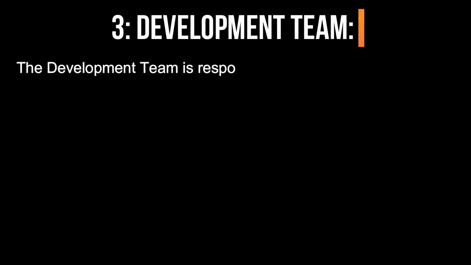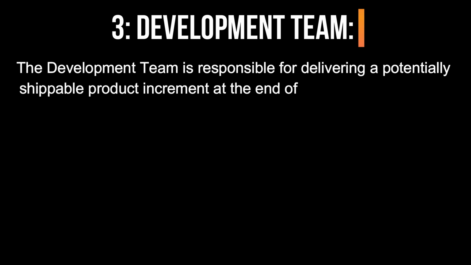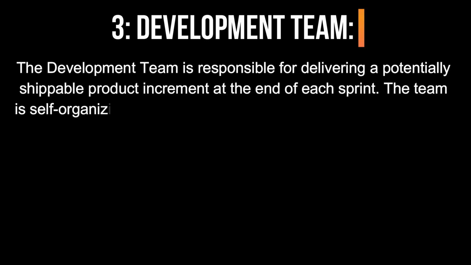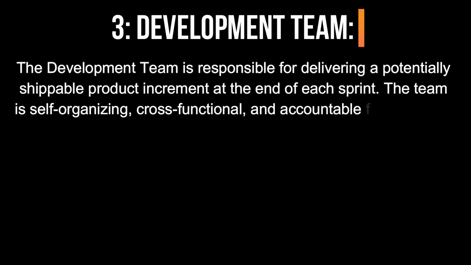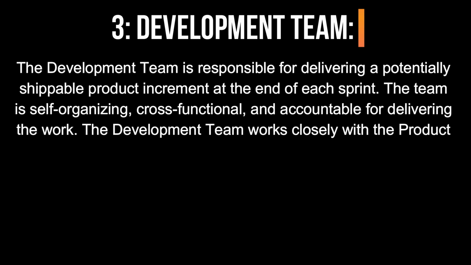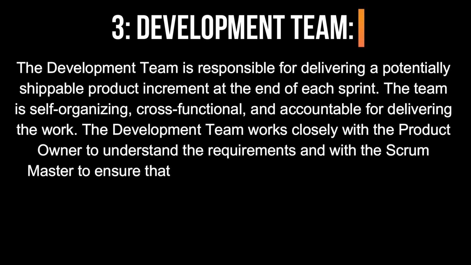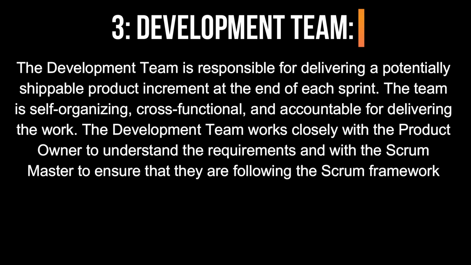3. Development team. The development team is responsible for delivering a potentially shippable product increment at the end of each sprint. The team is self-organizing, cross-functional, and accountable for delivering the work. The development team works closely with the product owner to understand the requirements and with the Scrum Master to ensure that they are following the Scrum framework correctly.